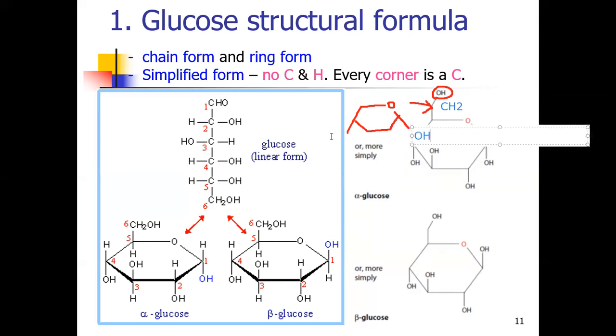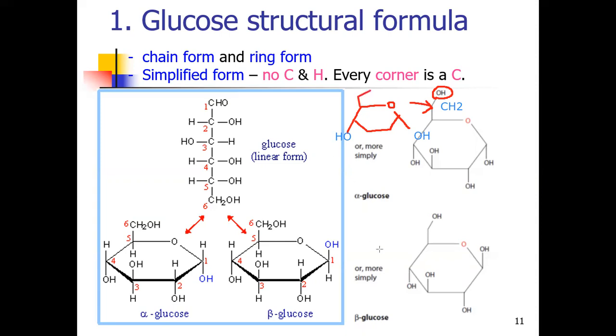OH here and OH here. Now, because the O is attached to the carbon, I must write H followed by O. It's the O that's attached to the carbon. And then there is this carbon number 6 up here, so I need to include carbon number 6, and I include the bending.